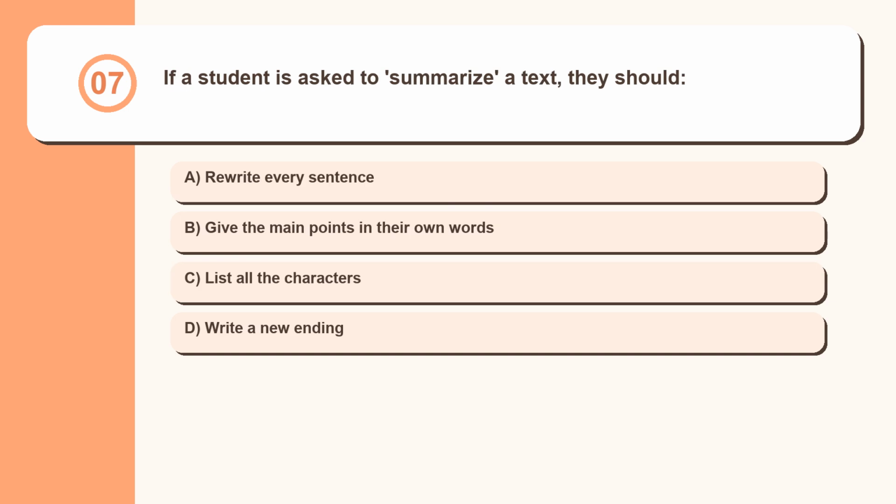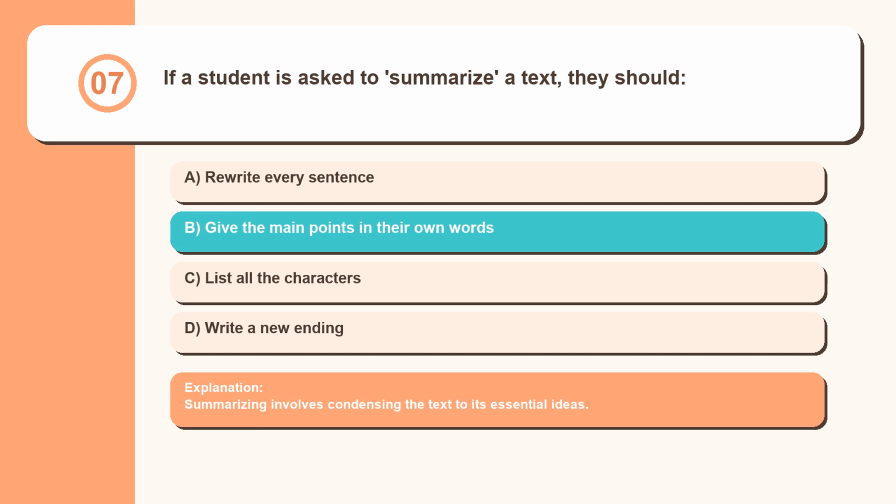Question 7. If a student is asked to summarize a text, they should rewrite every sentence, give the main points in their own words, list all the characters, or write a new ending. Summarizing involves condensing the text to its essential ideas.